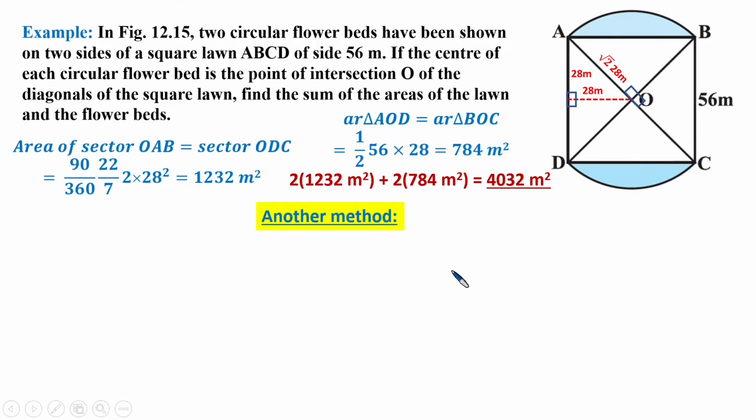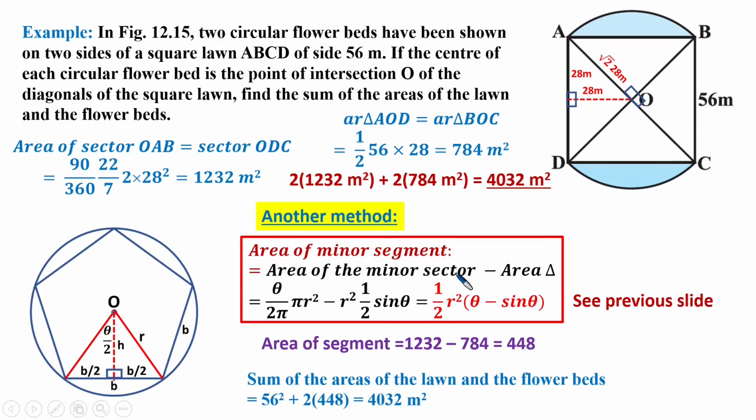So there is another method. As I said, you can do whichever is convenient to you. So area of minor segment is area of minor sector minus area of triangle. This is the minor segment, this shaded region, and minor sector is ODCO. This is the minor sector.